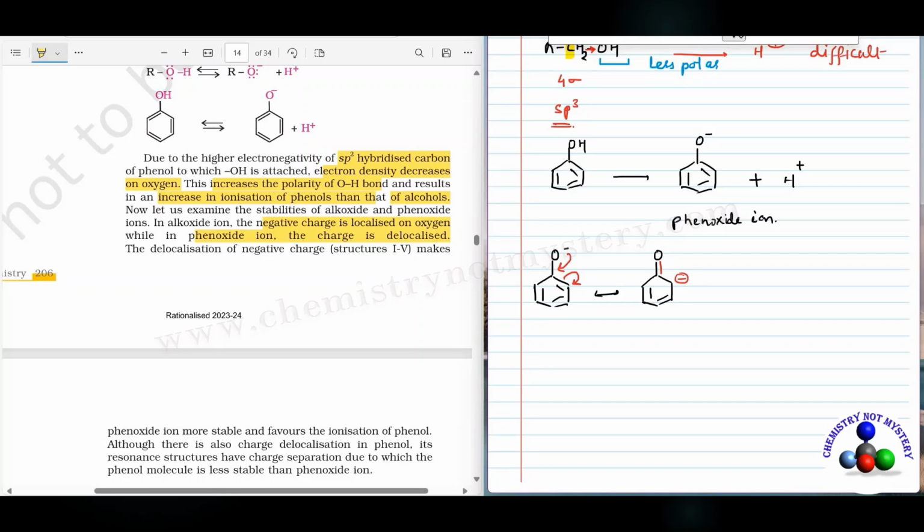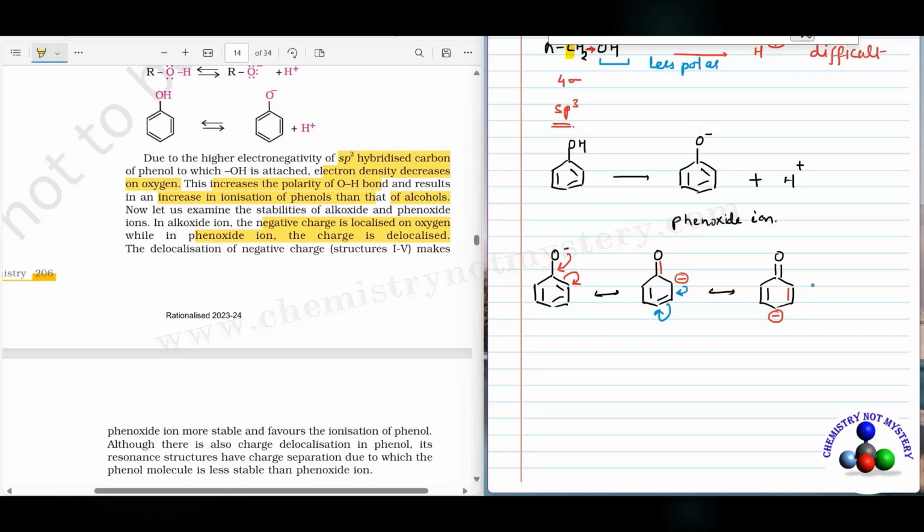In the next resonating structure, this negative charge moved between these two carbons in the form of a pi bond, and this pi bond moved to the next carbon in the form of a negative charge. In the next resonating structure, these two bonds will remain as they are. A new bond will be formed between these two carbons and the pi bond moves to the para position in the form of a negative charge.